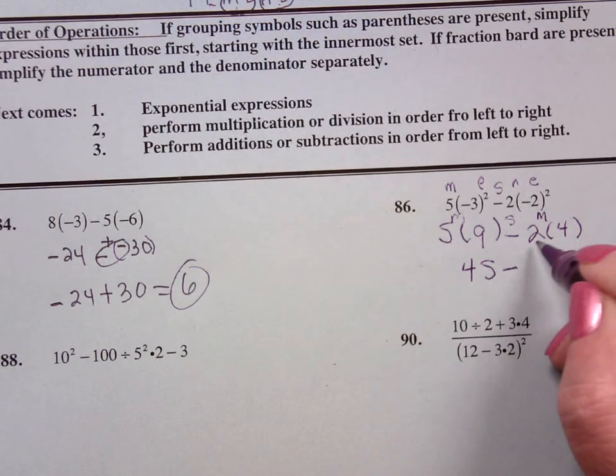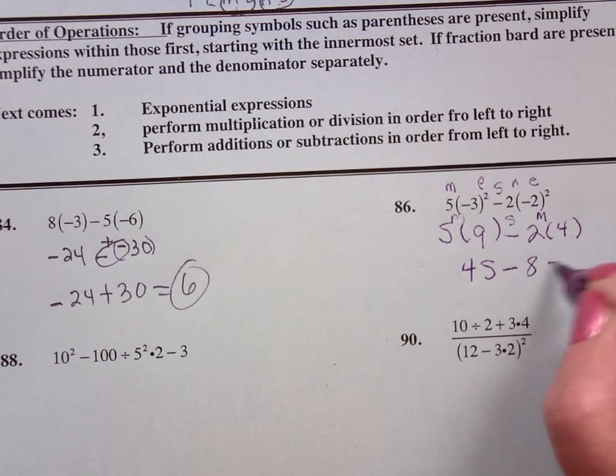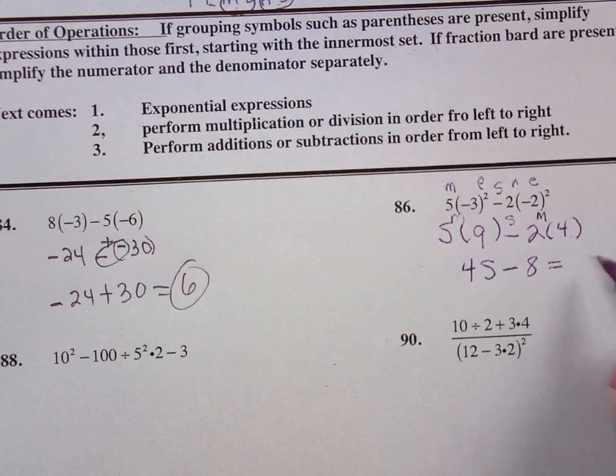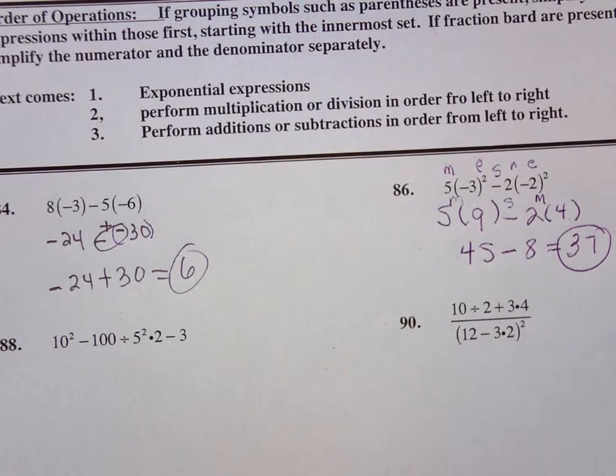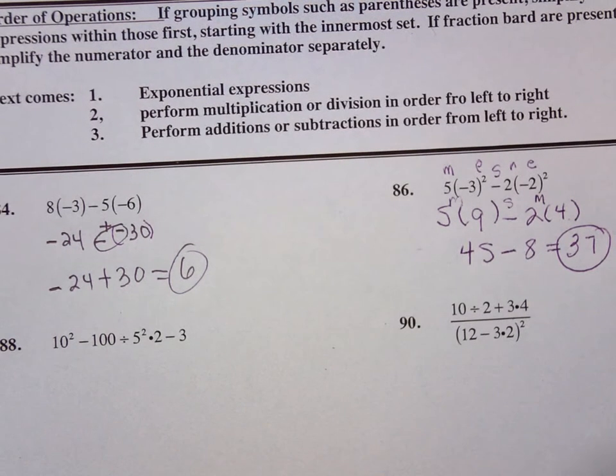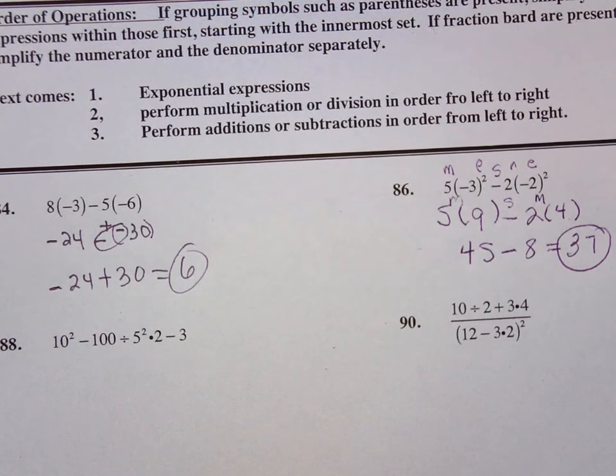Subtract 4 times 2 is 8. And then 45 subtract 8, hopefully, is 37. Sometimes my arithmetic is pretty good, and sometimes it isn't. Depends on any given day. I can be very good or not very good.